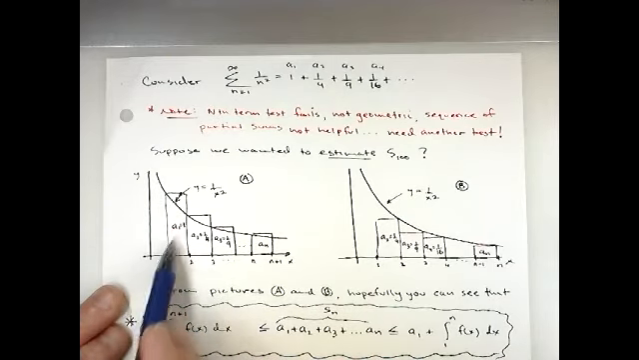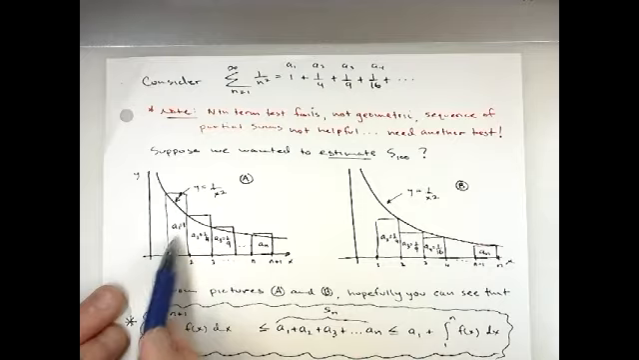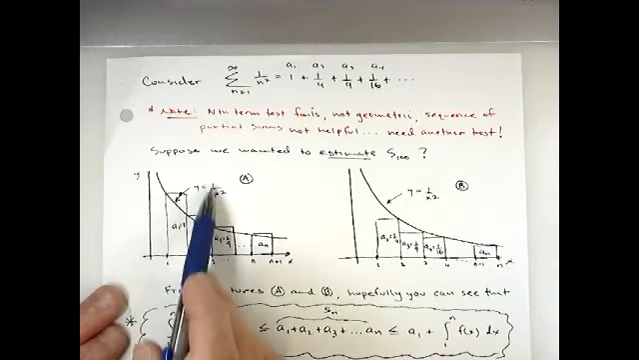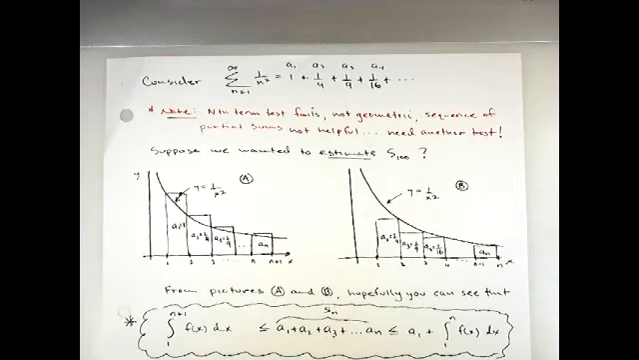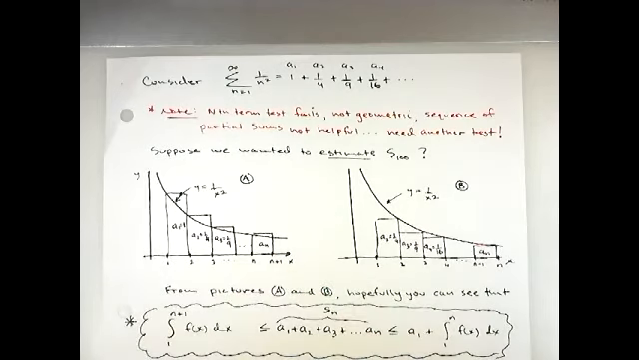So if I use left-hand endpoints, the areas of those rectangles are exactly the same as the terms in my sequence. Why? The widths are 1. The height of my first rectangle is 1 over 1, which is 1. For my second rectangle, I'd get an area of 1/4, 1/9, all the way. Now to capture my nth rectangle, I have to go to n plus 1.